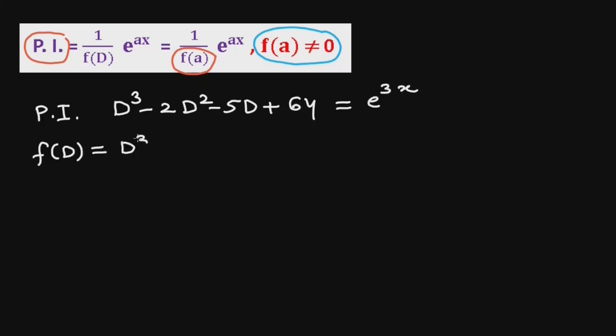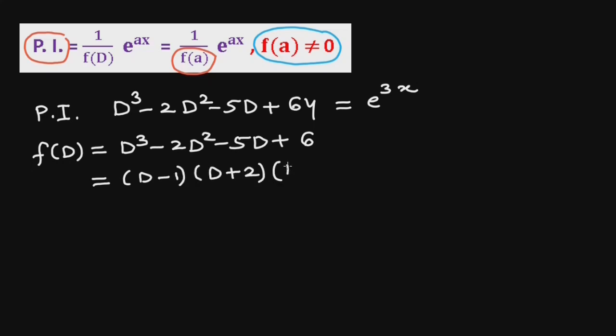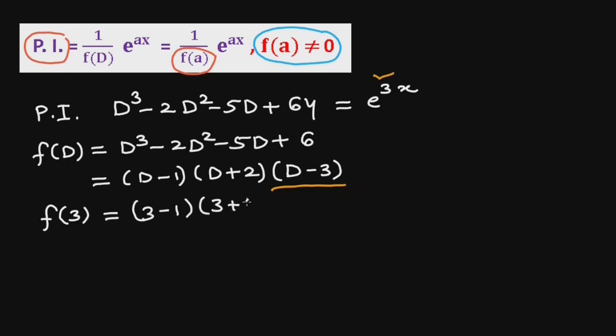f(D) is D cube minus 2D square minus 5D plus 6, which can be factored as (D minus 1) into (D plus 2) into (D minus 3). How to find factors of a cubic polynomial I have explained in my earlier parts on the same topic. Here this factor D minus 3 suggests that f of 3 will be (3 minus 1) into (3 plus 2) into (3 minus 3), which will be 0.